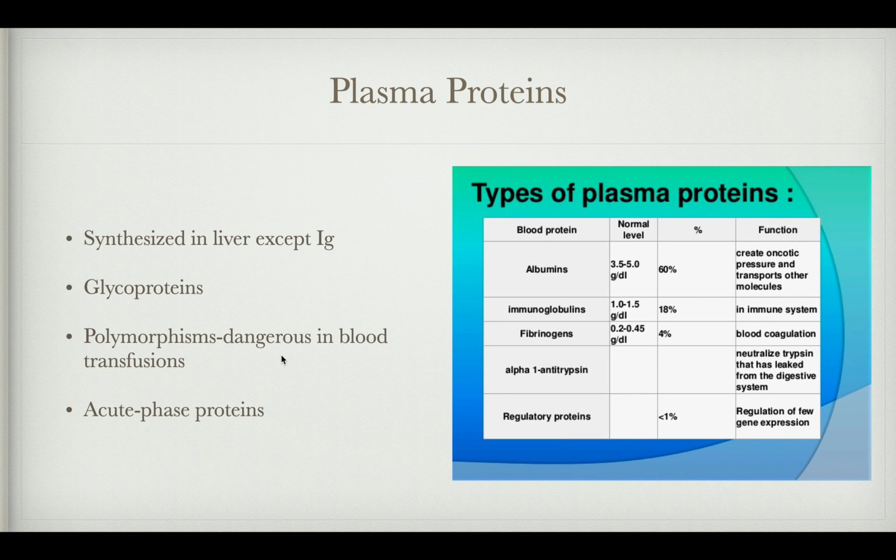Just to reiterate, it is unique to the individual, so it's important to note whenever you are performing blood transfusions. The body may reject them, and the patient might go into shock. So most of the plasma proteins are acute phase proteins, so they are made on an as-needed basis.